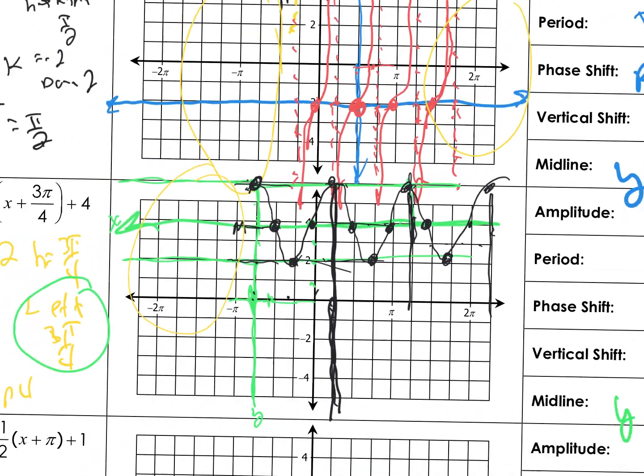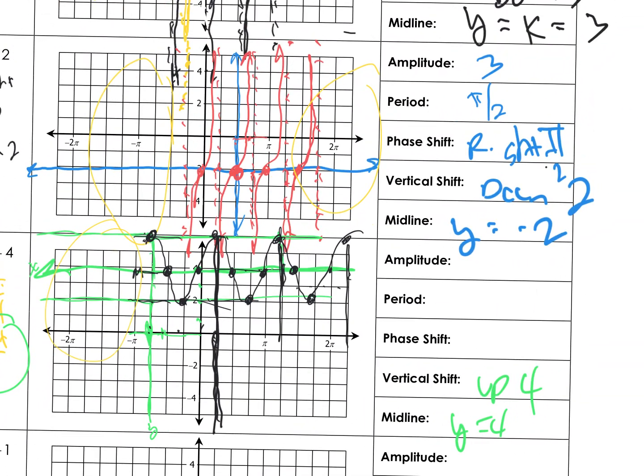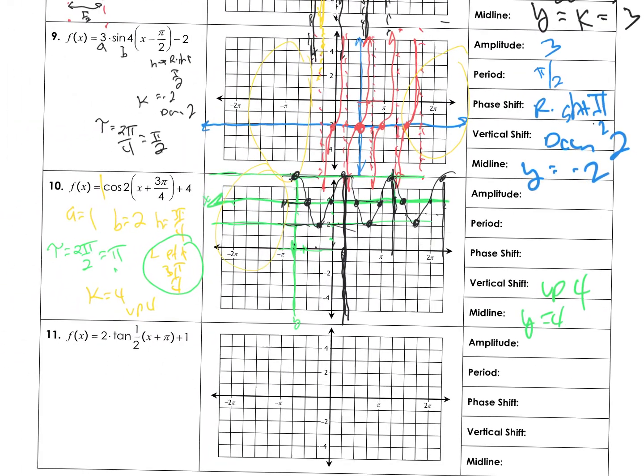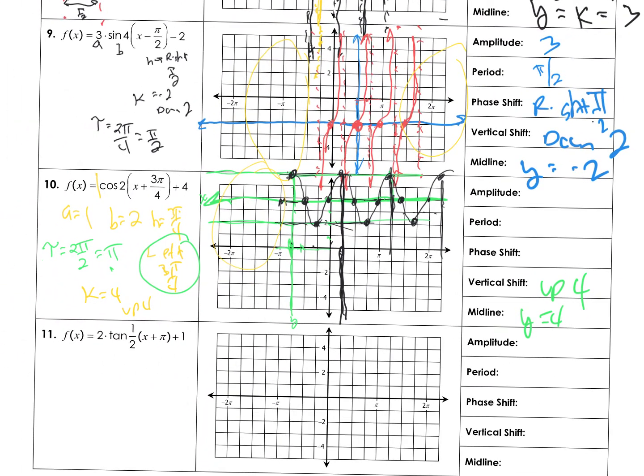Okay? And we did put everything in. No, we didn't. We didn't even address it. Amplitude was 1. Period we figured out was pi, right? Which was 4 tick marks. Phase shift was to the left, 3 pi over 4.